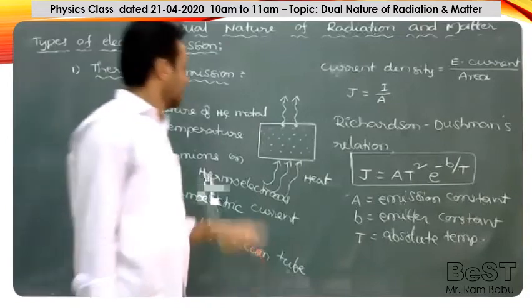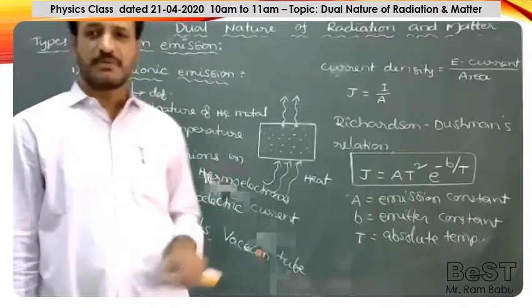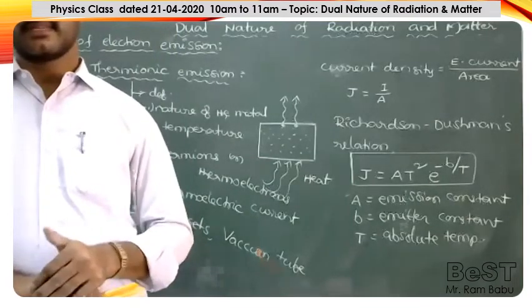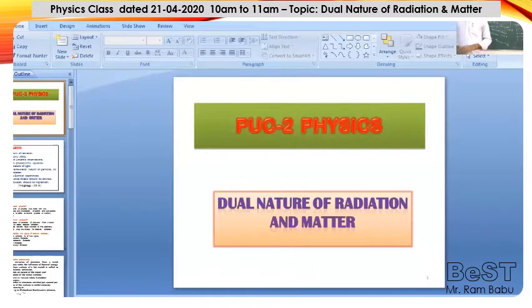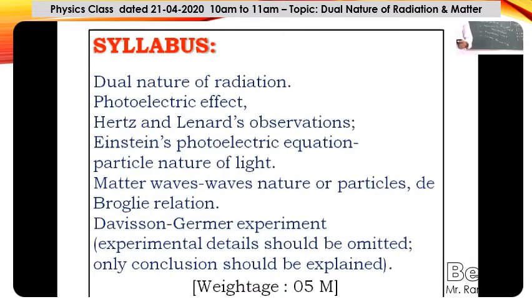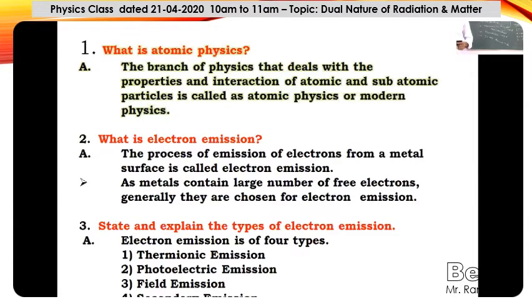And check your video. That will be a small PPT. Take the first page, which we already gave. It is PUC 2 physics, and the chapter name is the dual nature of radiation and matter. And check the next page, the syllabus given. Already yesterday we mentioned the syllabus. Next, check what is atomic physics. Yesterday we discussed what atomic physics is also.